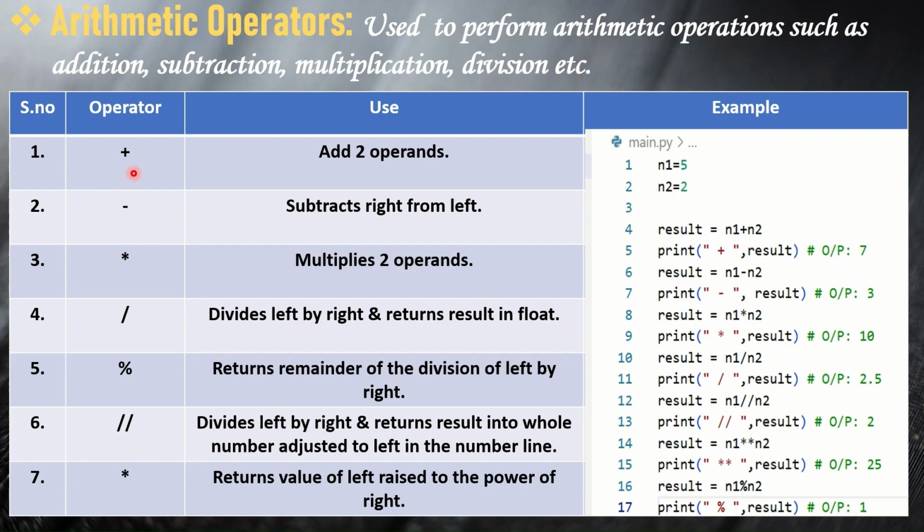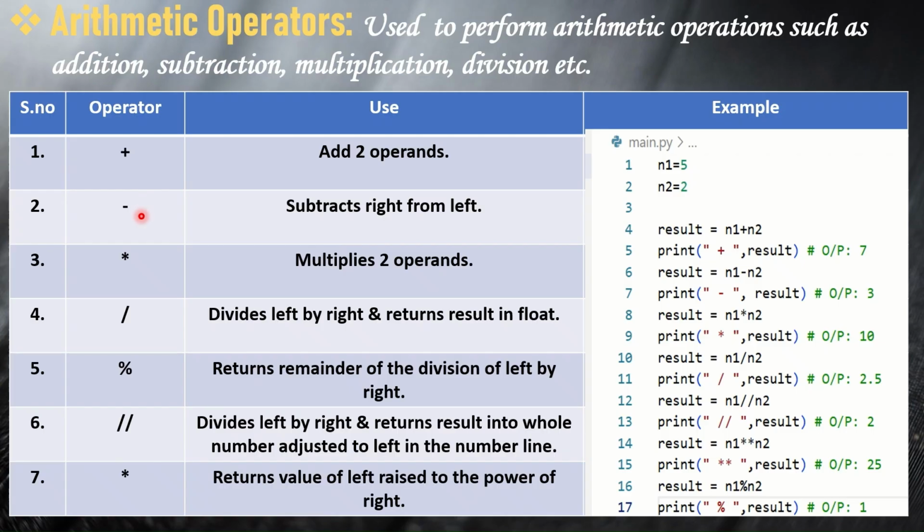The first operator is a plus operator. So the plus operator usually adds two operands. Here I have declared in this example n1 is equal to 5 and n2 is equal to 2. In the result variable, I'm going to store n1 plus n2. So this plus operator is going to perform addition between these two variables. So 5 plus 2, 7. So in the result, it will give 7.